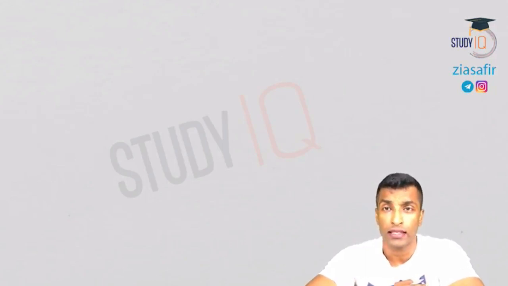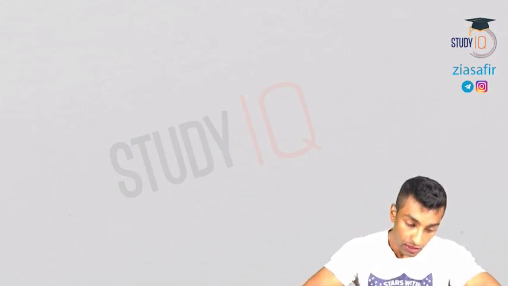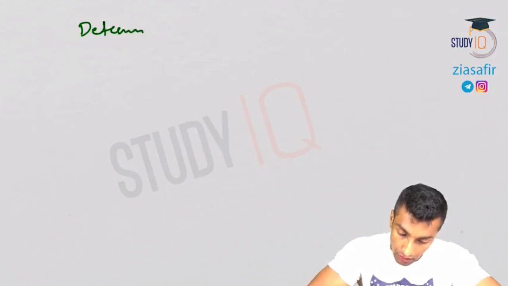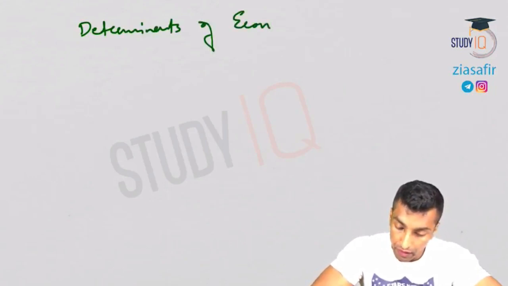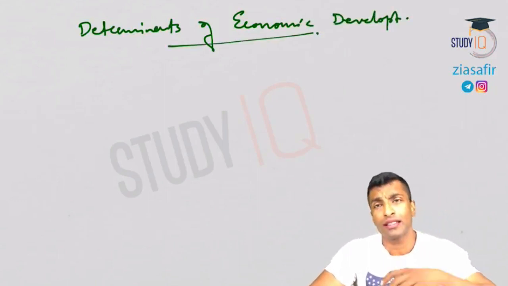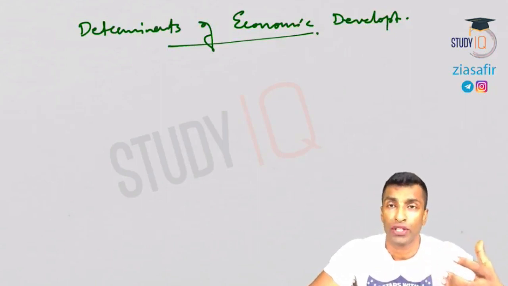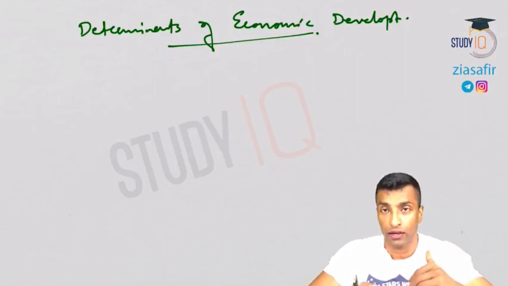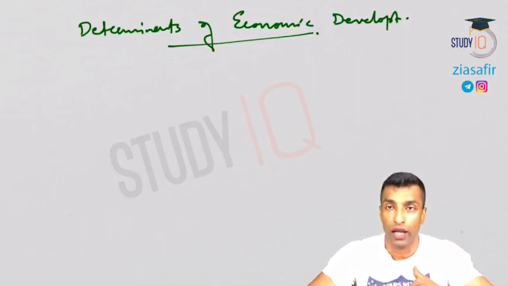Let's start the session on the determinants of economic development. So the topic for today is determinants of economic development. This is the same thing which you can use if you get a question on inclusive growth also. Almost all the same thing which is already discussed in inclusive growth is what I'm going to discuss here also.